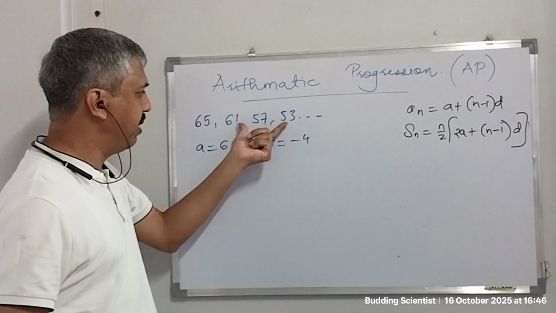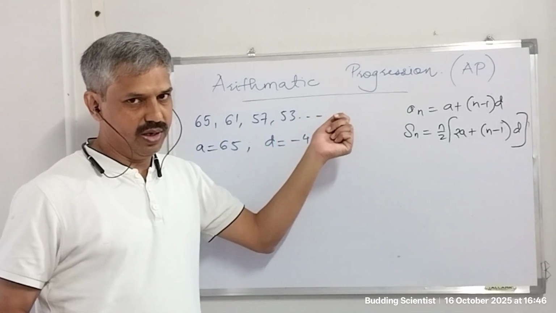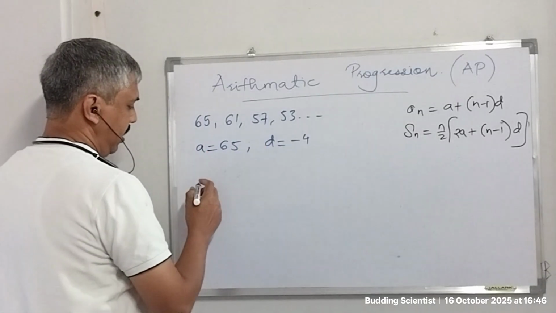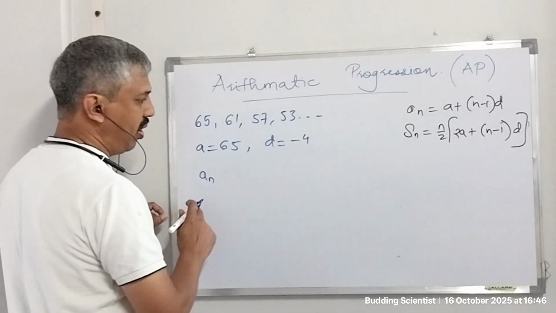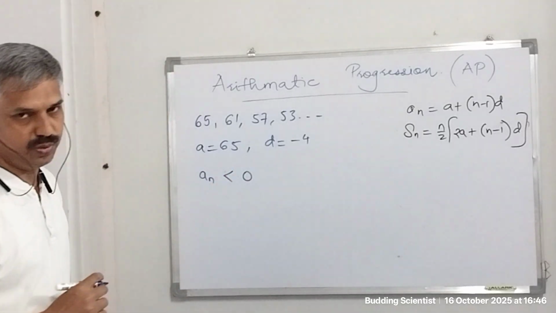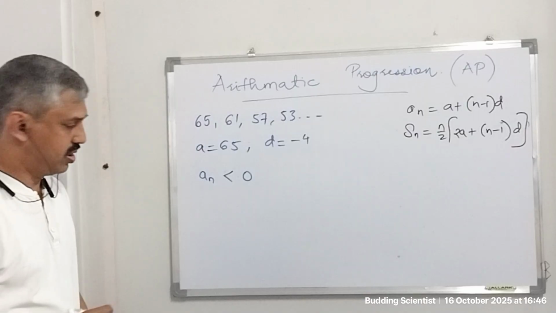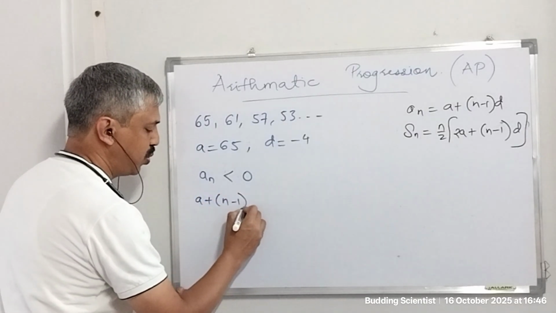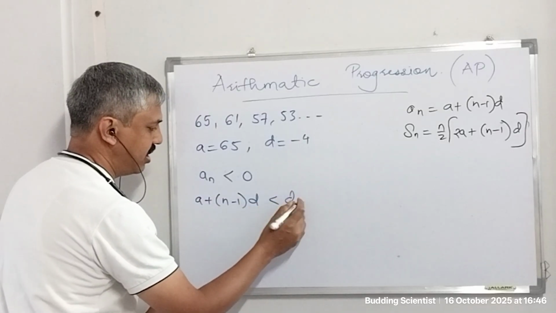All the terms are positive here, but it will be negative one day. Which is that one negative term? So we are interested in that term, not the sum of the terms. an is less than 0. So an is a plus (n minus 1) into d, less than 0.